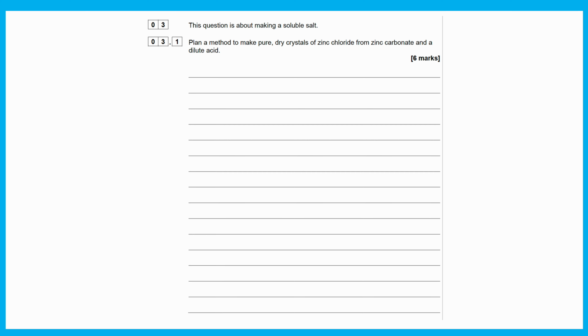Question 3. This question is about making a soluble salt. Subquestion 3.1. Plan a method to make pure, dry crystals of zinc chloride from zinc carbonate and a dilute acid. 6 marks.